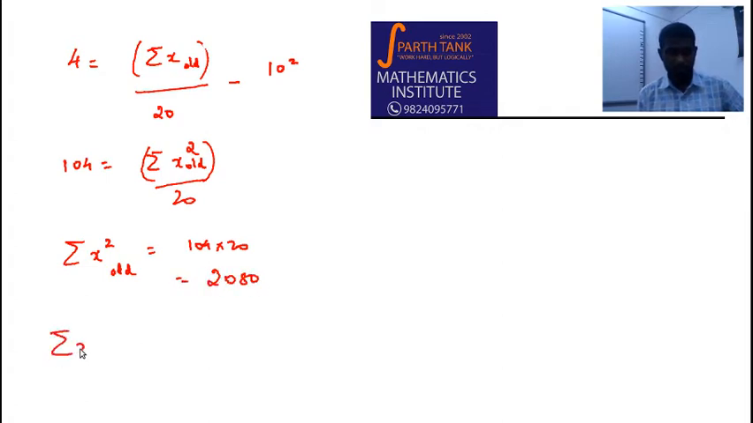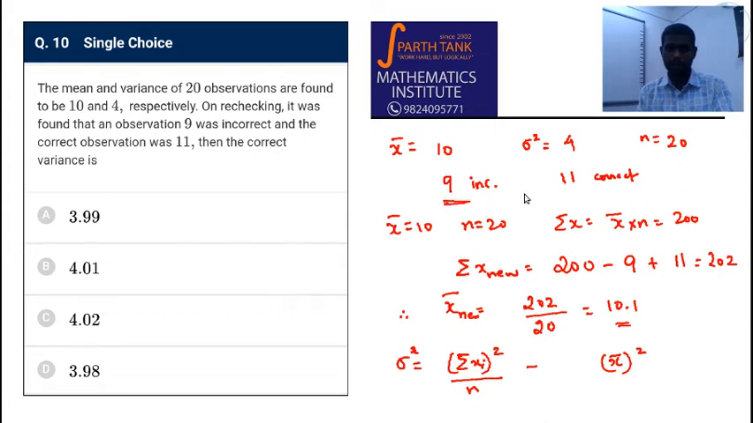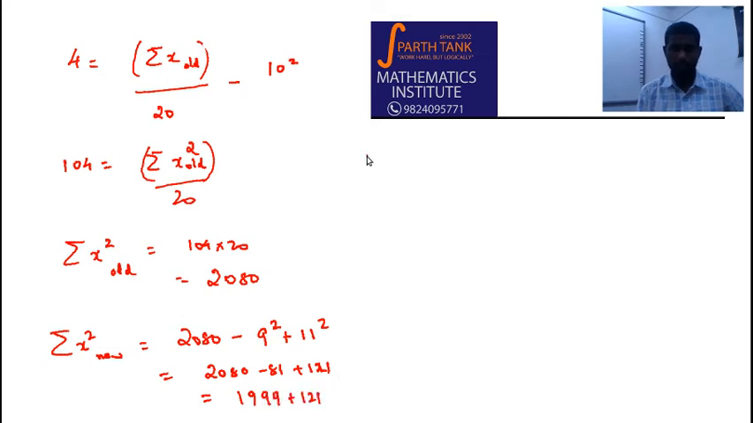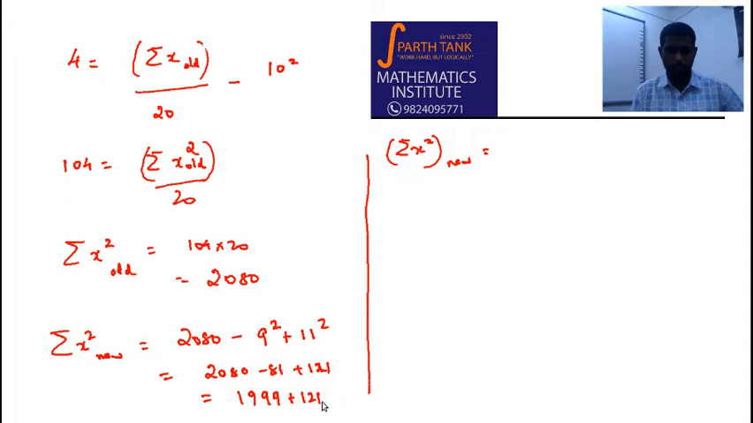Now from this, the new summation would be, you have to remove the incorrect, add the correct. So remove the 9 squared and add the 11 squared. So this would become 2080 minus 81 plus 11 squared, 121. This becomes 1999 plus 121, or the sigma x squared new is going to be 2120.